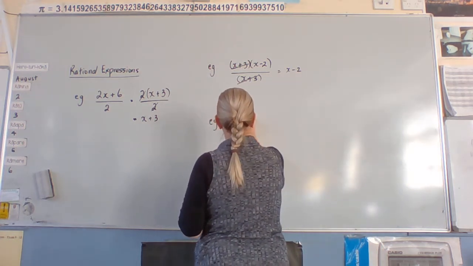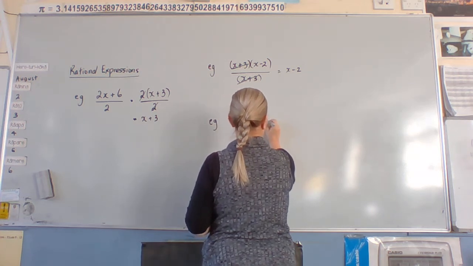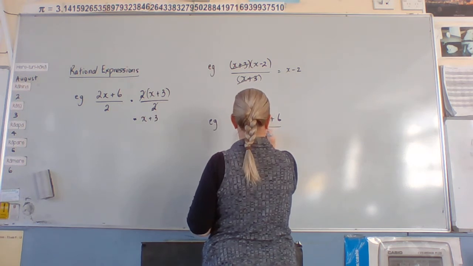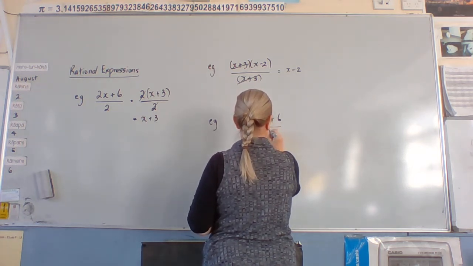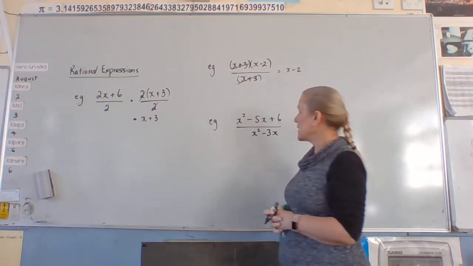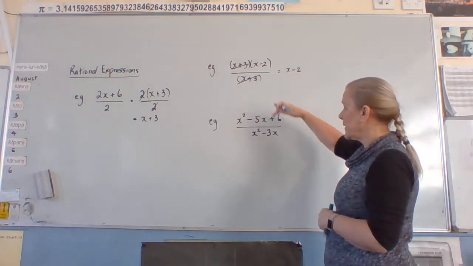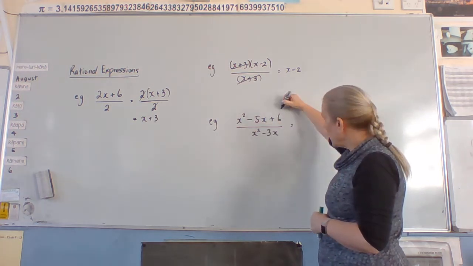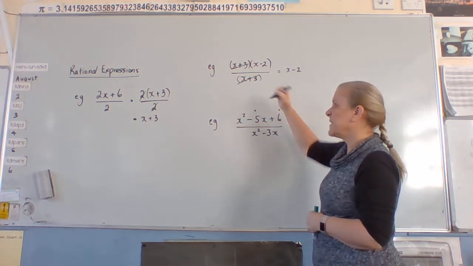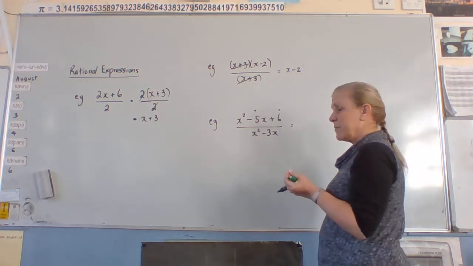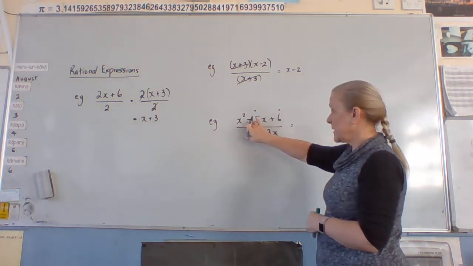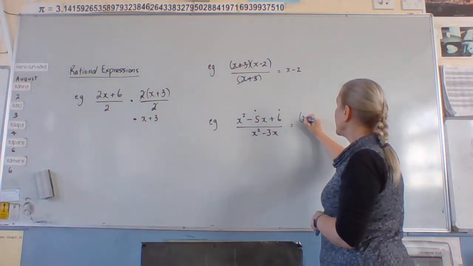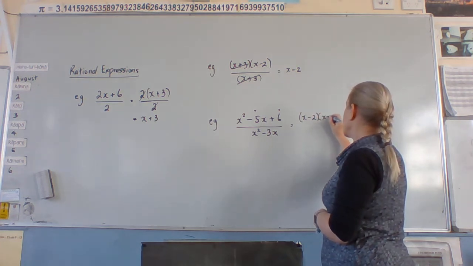For example, let's look at this one. Okay, so I've gone jumping really to the difficult now. We need to factorise the top line. So what multiplies to give 6 and adds to give negative 5. So the two numbers are 3 and 2. We need them both to be negative to get negative 5 and both negative to get positive 6. So we've got x minus 2, x minus 3.